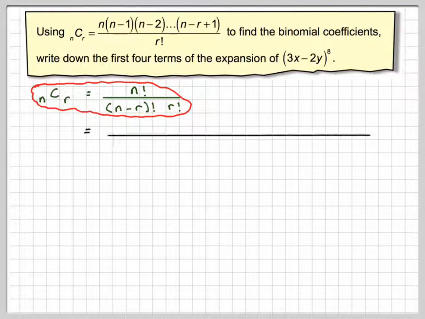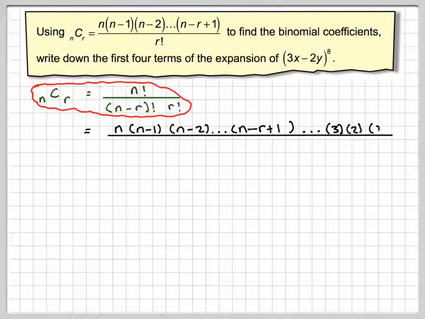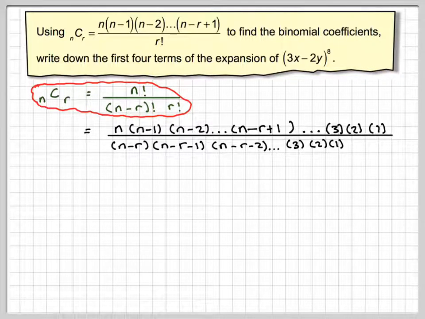n factorial means n times n minus 1 times n minus 2. Now we're going to add this term here, n minus r plus 1, up to 3 times 2 times 1. Now we'll have a look at this term again in a minute, why it occurs, but there will be a term in here, n minus r plus 1. n minus r factorial is n minus r, minus 1, n minus r minus 2, and then it will go down to 3 times 2 times 1. That deals with that bit.